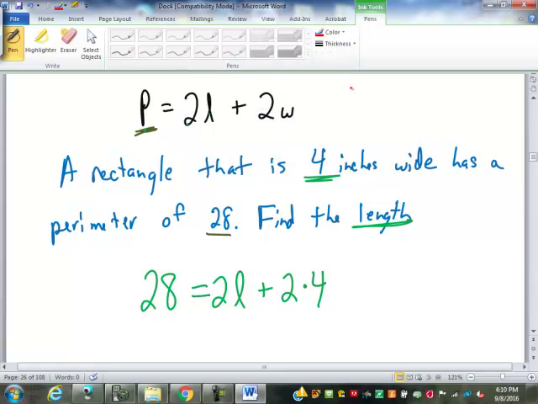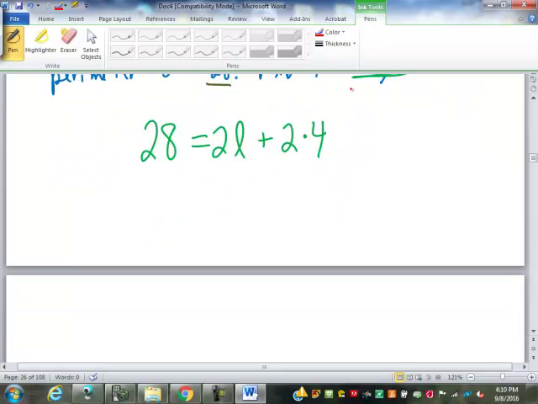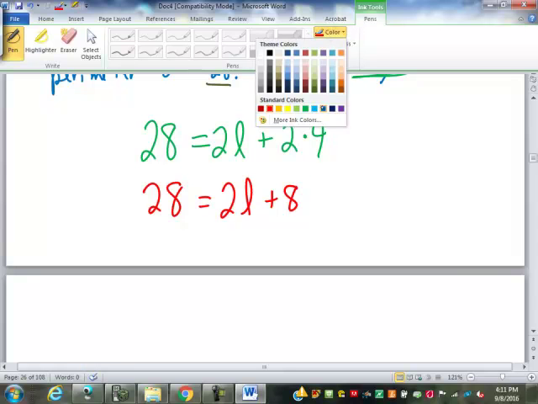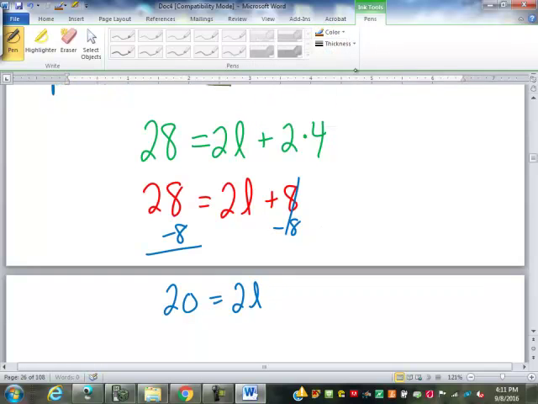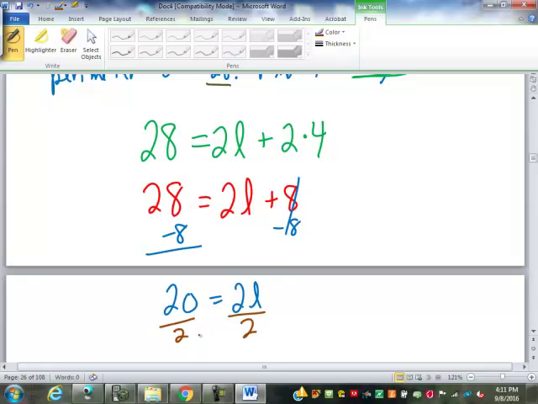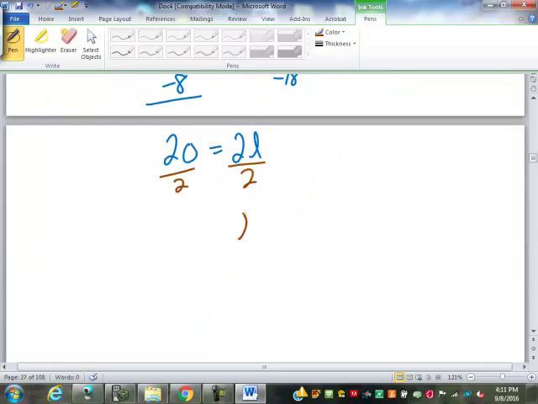Now to solve this one, we got a little bit of work to do. Before this is in a form that we can solve, we have to multiply the 2 times 4 to get 8. Good. Now this looks just like a lot of the other equations we've solved. What do we have to do first? Subtract 8. So 28 minus 8 is 20. Over here, the 8's gone. We have just 2L. And then divide by 2. So L equals 10.